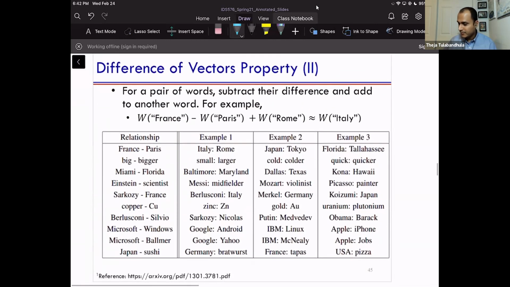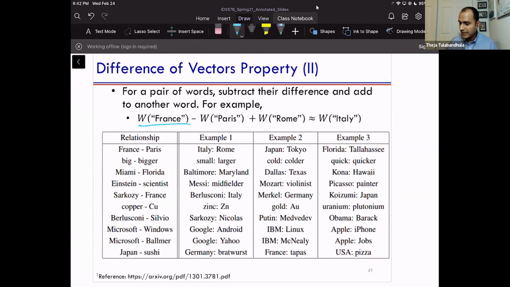And the same idea, a little bit more stretched out: if you take the vector for France minus the vector for Paris and add the vector for Rome, you'll get a vector which is very close in terms of magnitude as well as direction to the vector for Italy. This is something that folks have observed, and you can look at this paper.